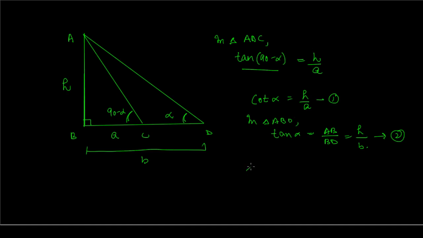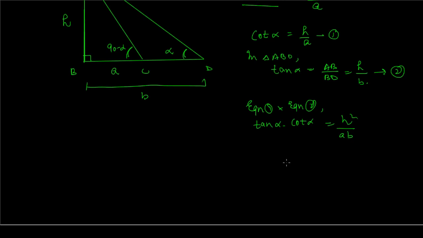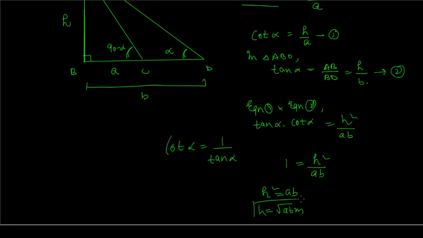Multiply both these equations. So equation 1 into equation 2. We get tan alpha into cot alpha is equal to H by A into H by B, so H square by AB. Now tan alpha into cot alpha is 1 because you know cot alpha is equal to 1 by tan alpha. So their product will be 1. 1 is equal to H square by AB. So easy now. H square is equal to AB. H is equal to root AB meters. Right, Valika? I hope it's clear now.